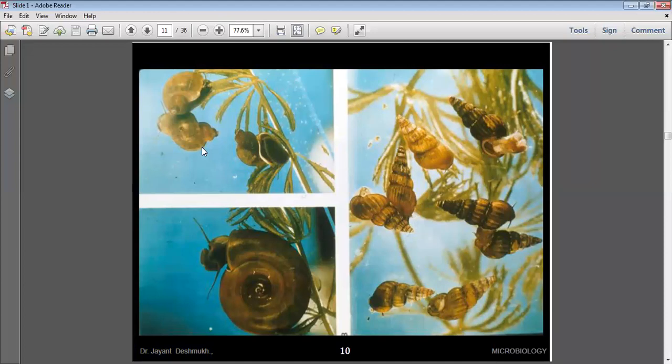The snail acts as the intermediate host, where the miracidium multiplies and develops into the infective larva, the cercaria, and the cercaria infects human beings. There are different types of snail, mostly of the genus Bulinus, which is the intermediate host for the haematobium species.